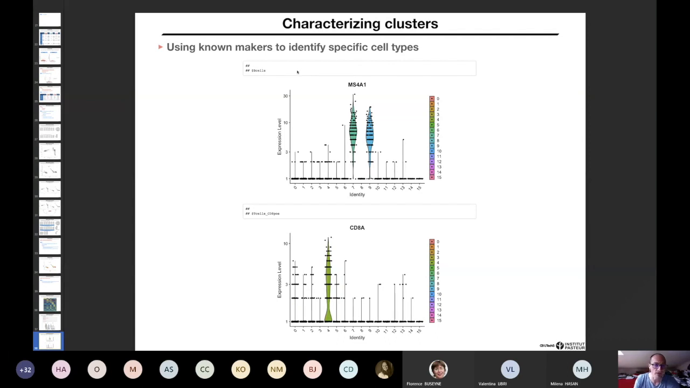We can see, for instance, that these genes that are supposed to be specific to B cells are strongly expressed only in clusters 7 and 9. So maybe these clusters correspond to different subtypes of B cells. And same for CD8A, strongly expressed in cluster 4. So that helps us already have an idea of the different clusters we have and their identity.